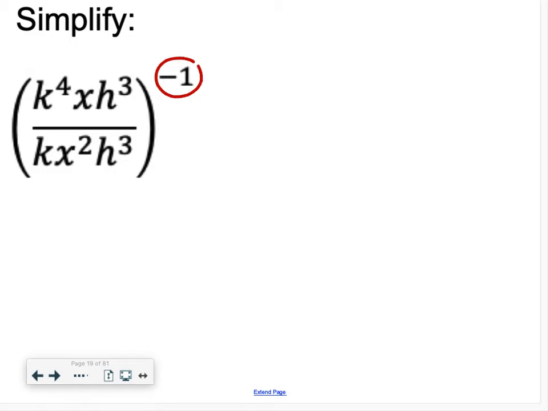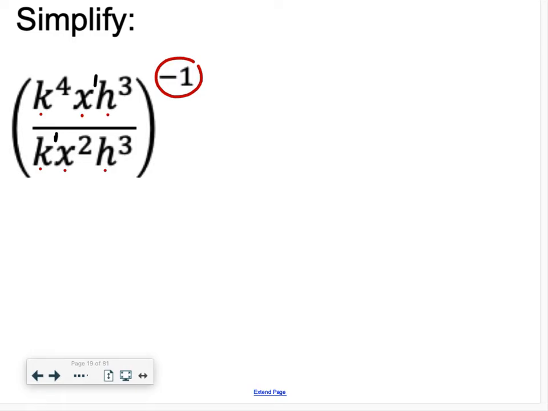If I ignore that, inside the parentheses I have a base of k and a base of k. I could divide those. I have a base of x and a base of x, a base of h, a base of h. So I could subtract all of those exponents since I'm dividing. If you are comfortable with putting k to the first here and x to the first, I would highly recommend that, so that you notice that every base has a power, an exponent. That's probably pretty important for you to notice.